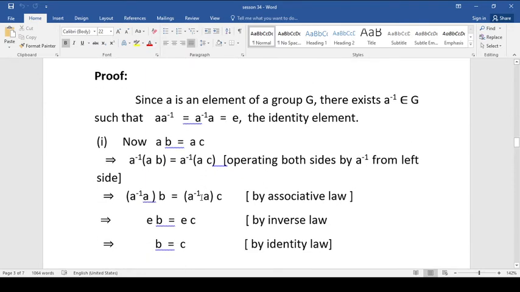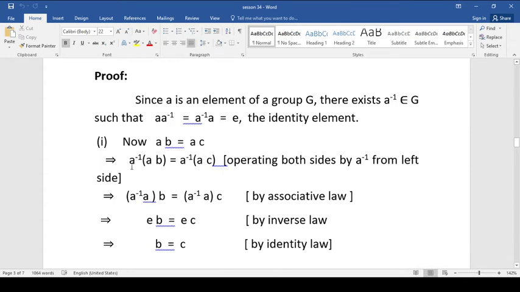The proof follows like this. Since a is an element of a group G, there exists a inverse belongs to G, because we know that every element has its inverse, such that a into a inverse is equal to a inverse into a is equal to e, the identity element. Now consider the first one. We are given that ab is equal to ac.